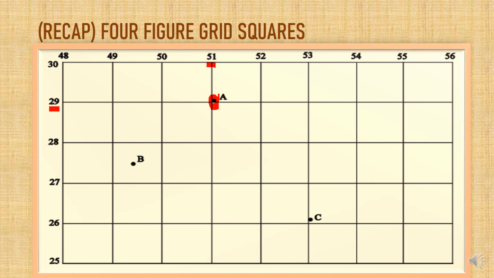Let's move on to feature B. The lower left corner for the feature is this one. The Easting for that is 49 and the Northing for that is 27, sorry. So 49, 27 is our four figure. Then for feature C, the lower left corner is this one. The Easting for that is 53 and the Northing for that is 26. So our four figure is 53, 26. That's it for the previous lesson.